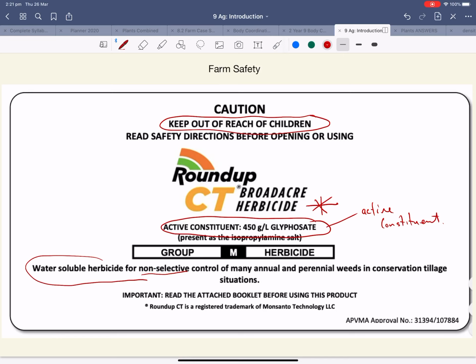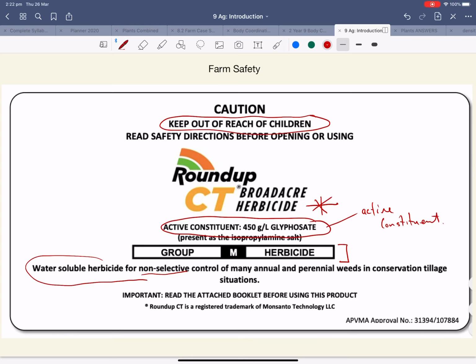What else? We've got group M. So what this means is that it's a type of chemical that has moderate risk of resistance. So resistance is just where insects or plants might build up the ability to not be affected by the herbicide or the pesticide. Okay, so with these labels, it's really, really important to read them, to make sure that you're applying them in the right manner and that you're taking all the correct safety precautions.